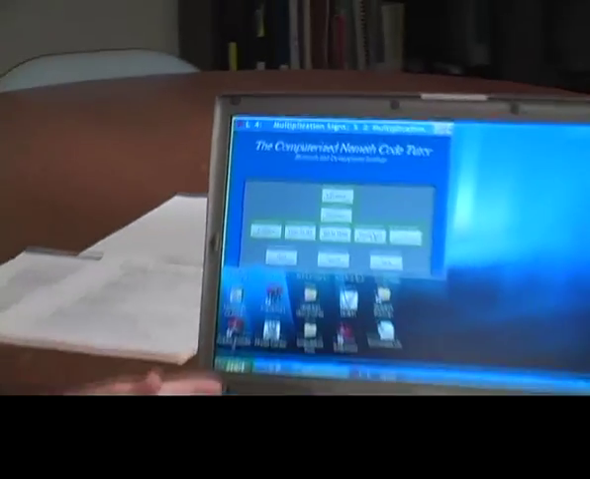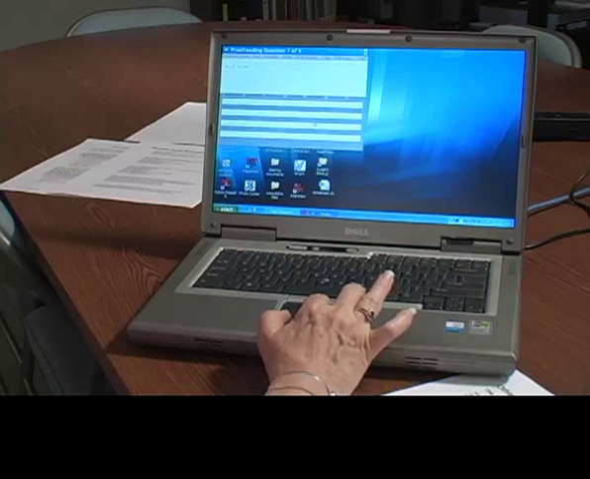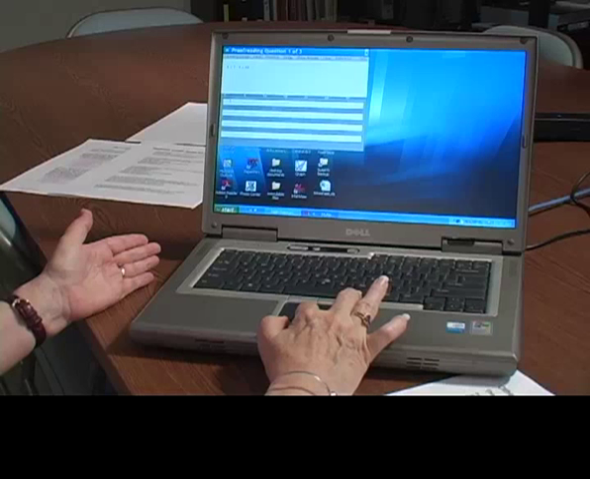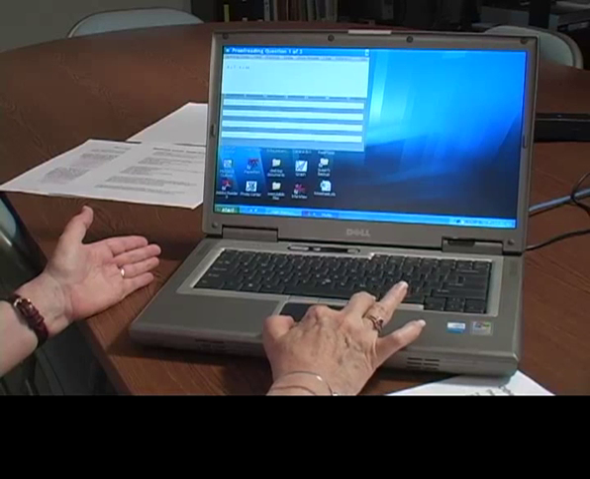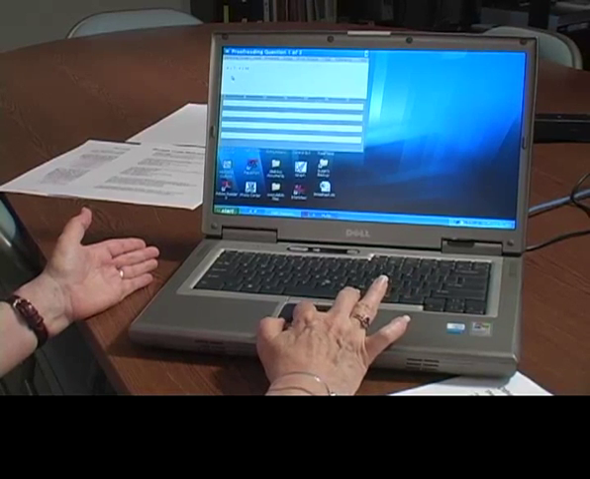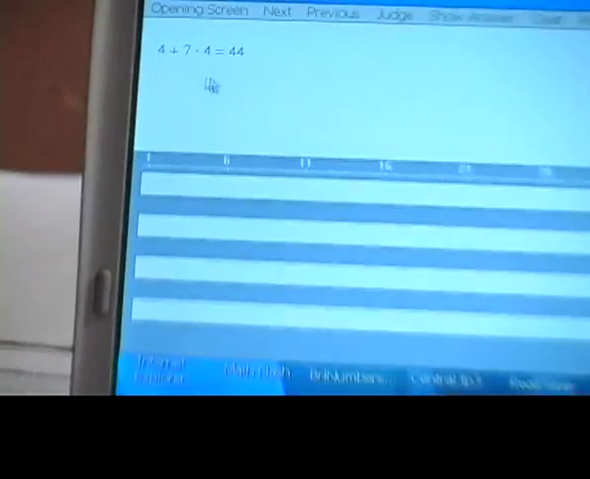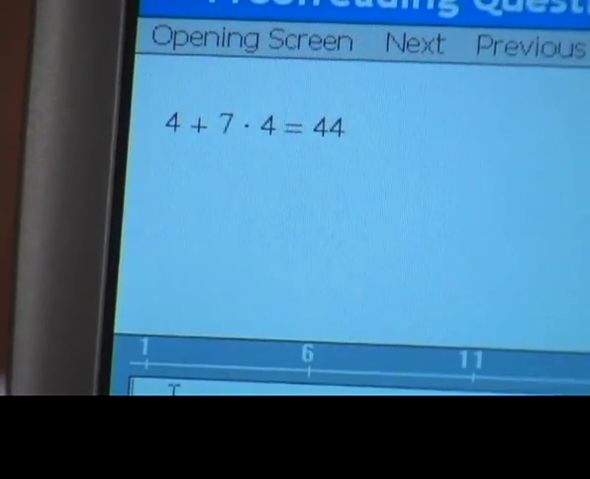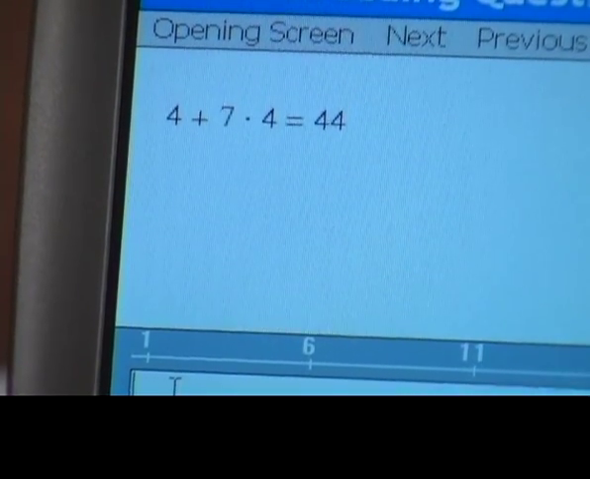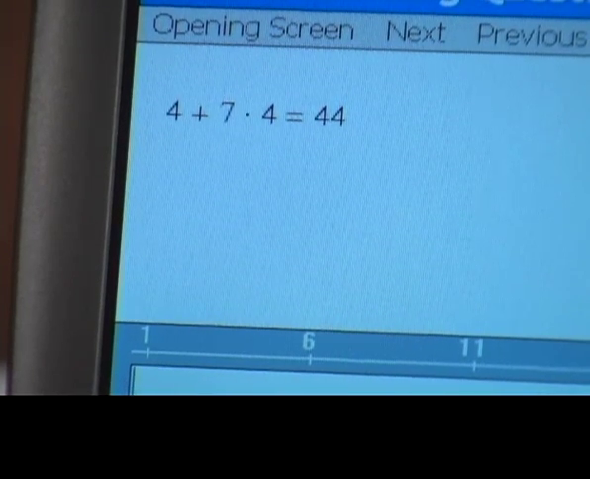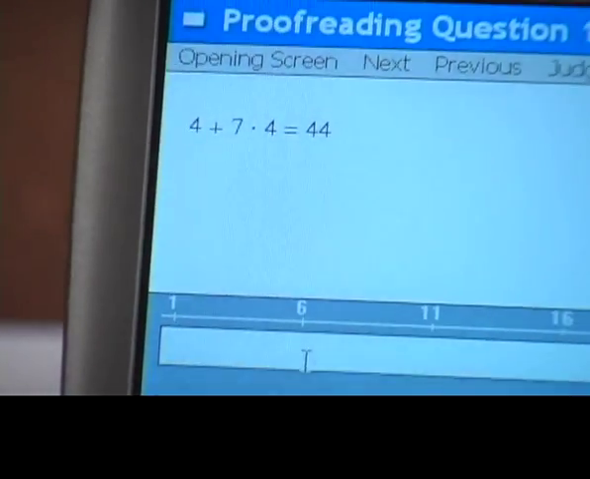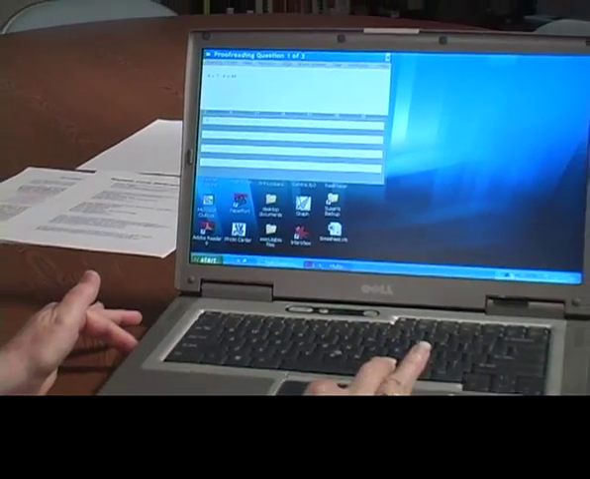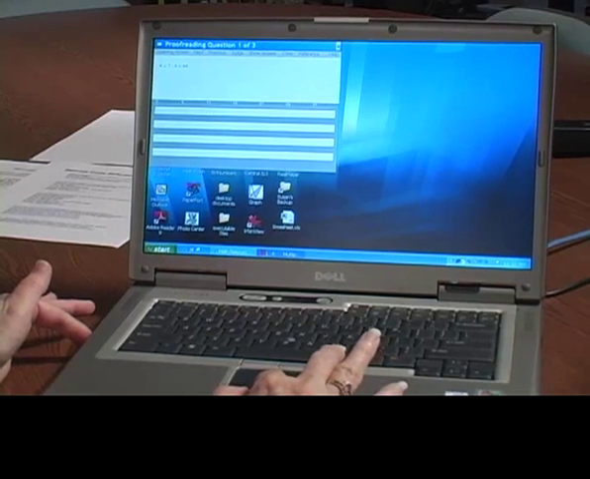Now this is the sad part about proofreading on this particular computer. In 1997, what would have shown up here was a version in Braille of the problem 4 plus 7 times 4 equals 44. But unfortunately, at the level that I'm at with the Microsoft, let's see, what am I on? Microsoft Windows XP Professional. I think this is Professional XP. It doesn't actually show that proofreading.